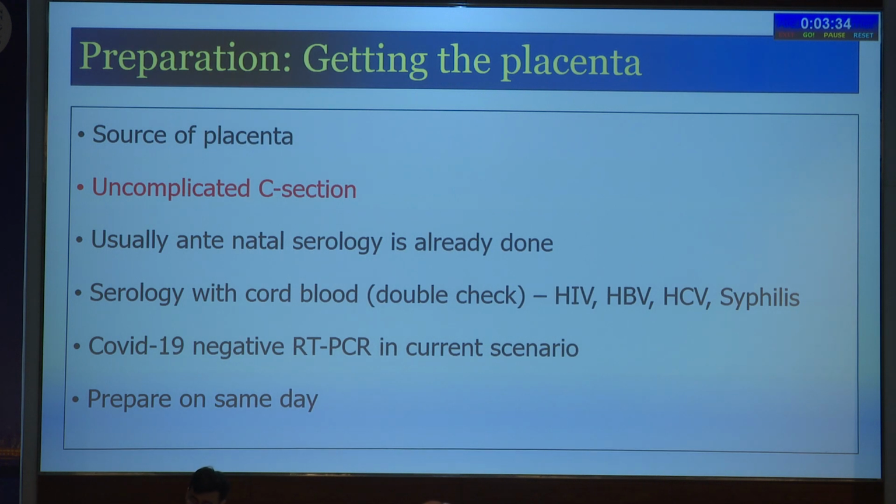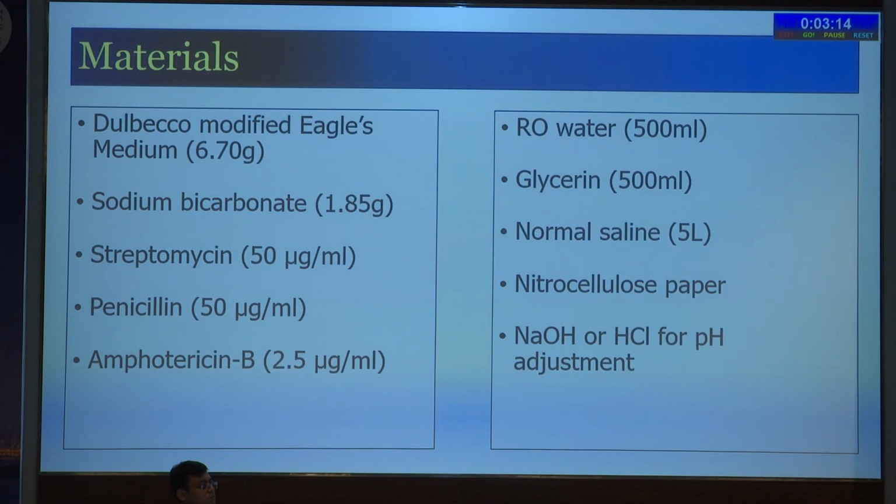Now looking at the preparation from the placenta, the source is the placenta from an uncomplicated C-section. Usually antenatal serology is already done, but the serology with the cord blood is again done to double check for HIV, HBsAg, HCV, and syphilis. COVID negative PCR is important in the current scenario, and the preparation is done on the same day as the procurement.